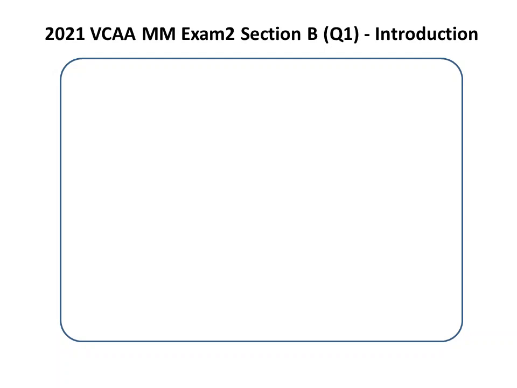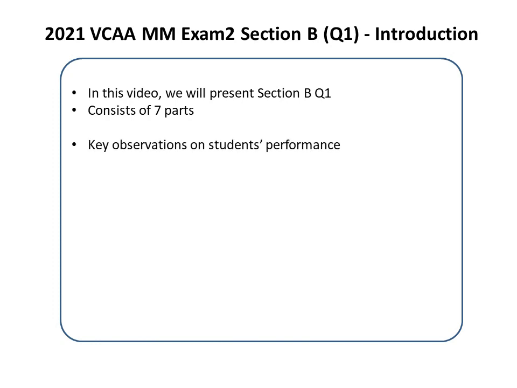Welcome to the 7th part of VCAA Math Method 2021 exam paper series. In this video, we will present exam paper 2, section B, question 1, which consists of 7 parts. Questions 1B, 1F, and 1G were scored poorly.